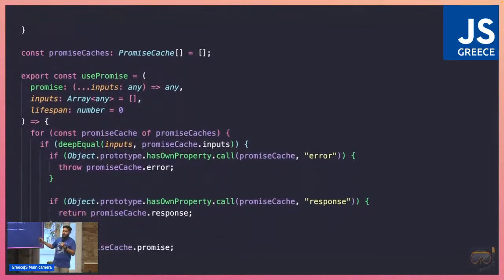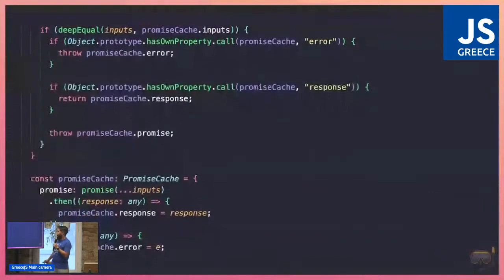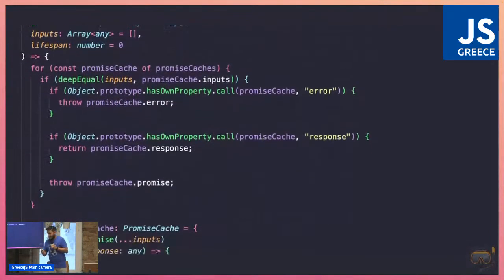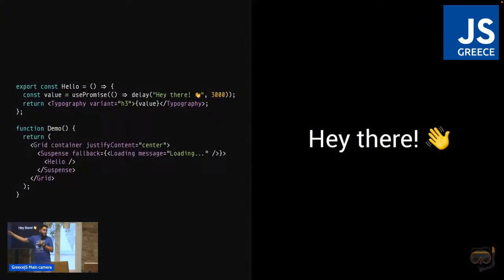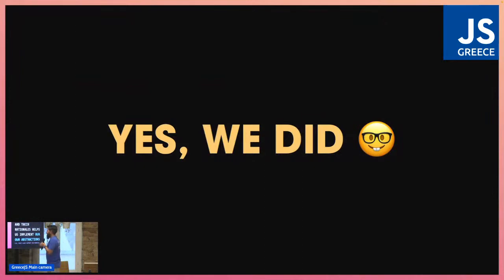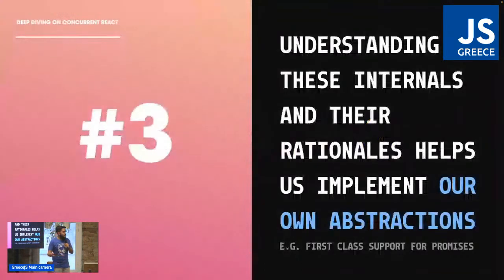You don't have to bother reading it, but the point is it's a 40 lines of code example of implementing a custom cache solution and throwing promises that can be caught by Suspense. So this is usePromise, which is pretty much imitating the use hook from the proposal. And the point I'm trying to make is, did we create something similar to React use? Yes, we did. And I think that understanding those internals we discussed about 10 minutes ago, like the boring parts, is really interesting because they basically empower us to build our own abstractions on top of them. So understanding the rationales behind some of the things, like why Suspense works by throwing a promise, or the whole thing of render lanes, etc. That empowers us a lot.